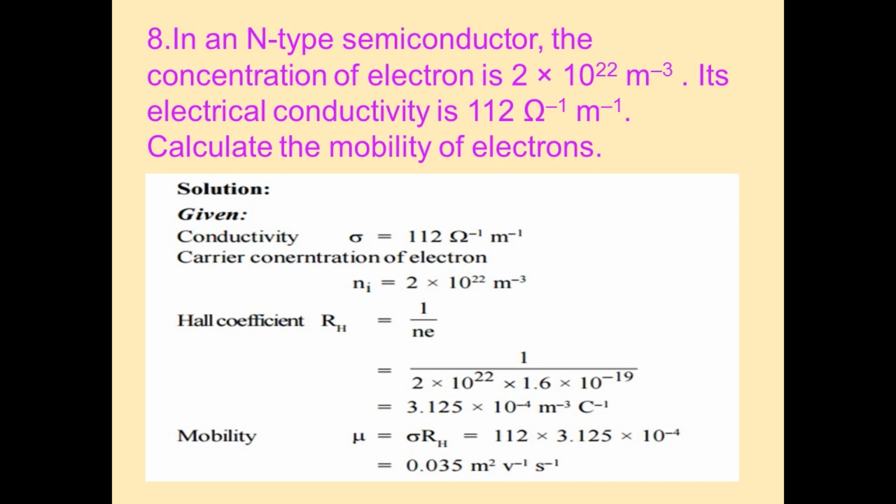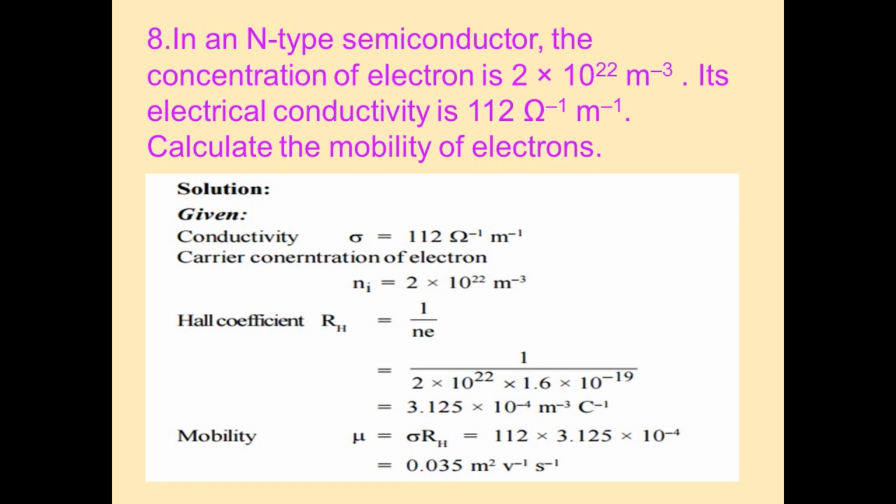Next problem, 8th one. In an n-type semiconductor, the concentration of electrons is 2 into 10 power 22 per meter cube. Electrical conductivity is 112 ohm inverse meter inverse. Calculate the mobility of electrons. Conductivity sigma 112 ohm inverse meter inverse. Carrier concentration Ni 2 into 10 power 22 atoms per meter cube.